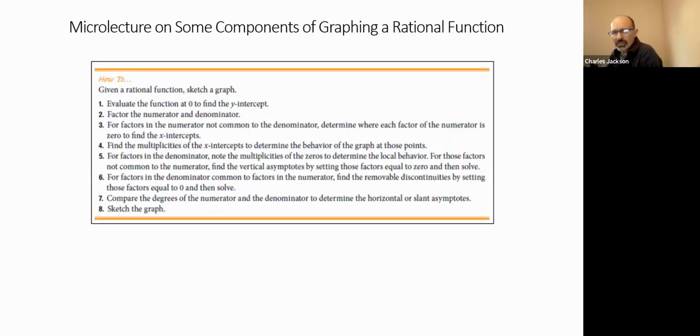Okay, so we're going to talk about graphing a function, and you can see it's really complicated. 8 steps to graph a polynomial or rational function. A rational function is a ratio or a fraction of polynomials. Polynomial in the top, polynomial in the bottom.